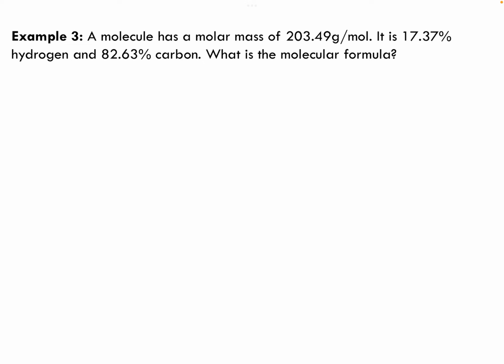In this case, it's a hydrocarbon, so it's just made of hydrogen and carbon. We've got 17.37% hydrogen and 82.63% carbon. We want to find that molecular formula. So my first step here is to think, okay, I've got to find an empirical formula first because I need both the molar mass and that empirical formula to get the molecular formula.